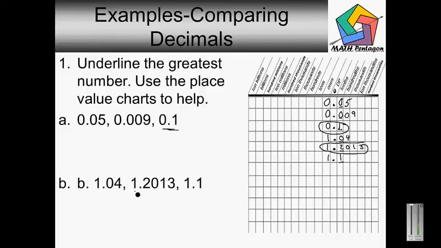So this would be the largest number, and so 1.2013 is the largest since the 2 is in the tens place, which is the greatest because here we have only a 1 and here we have a 0, but the 2 is the greatest. So this is the final answer to this problem right here.